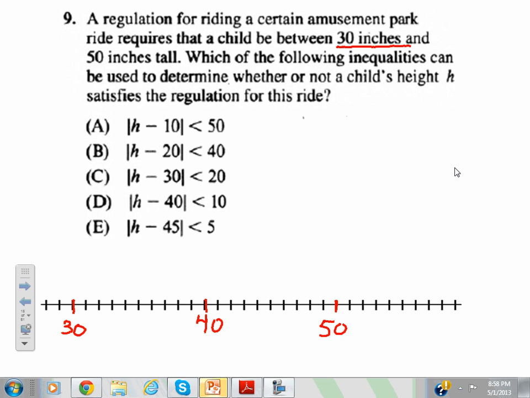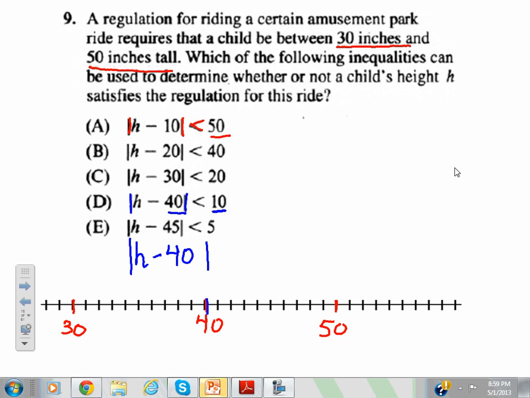Okay, so one way to do problems like this, where they have this span of acceptable values, and then they have these various equations with absolute value symbols, less than signs, and then these numbers. So one way to do this is to get the average of the two extremes. So in this case, the average would be 40 in the middle here. And this number goes inside the absolute value symbols, being subtracted from the acceptable height.